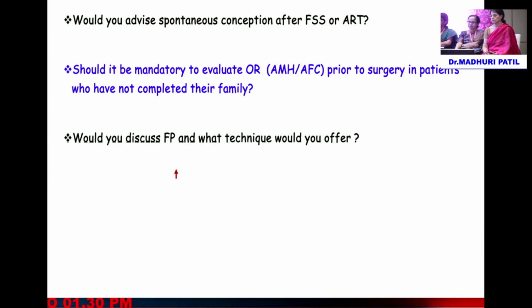So would you advise spontaneous conception or would you like to go for assisted reproduction?